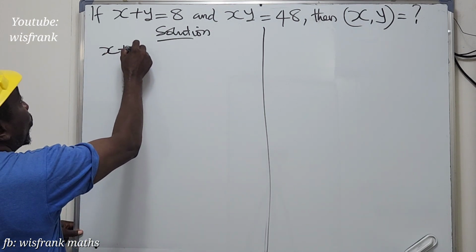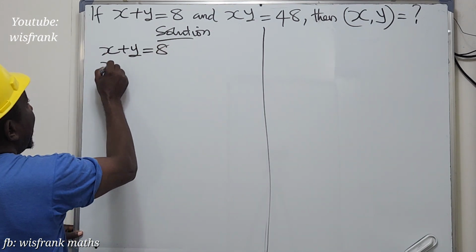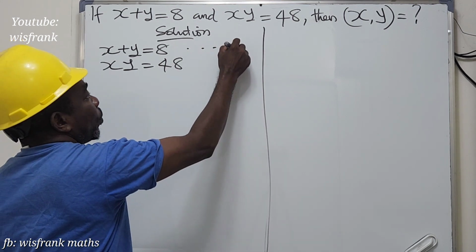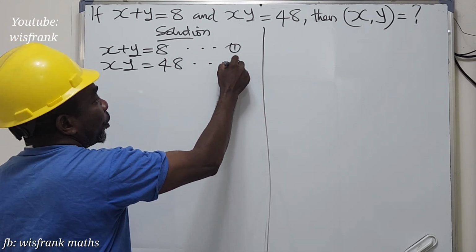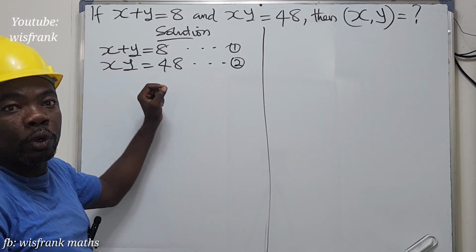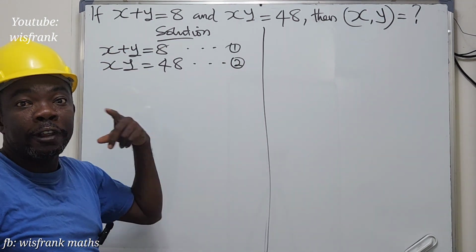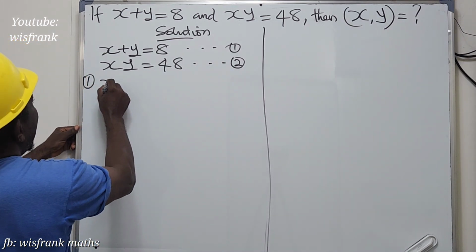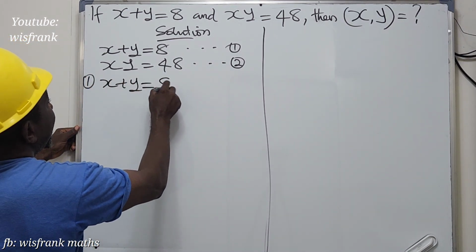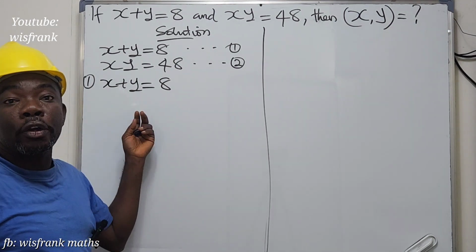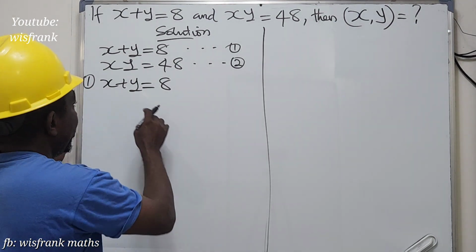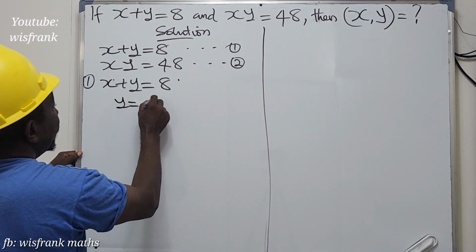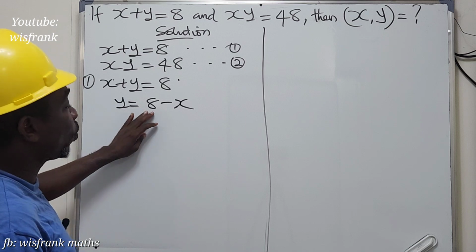We are given x plus y equals 8 and also xy equals 48. Let's call this equation 1 and this equation 2. We have these two equations and we are going to solve them one after the other. So from number 1, step 1, we have x plus y equals 8. In this step, we are going to make y the subject of this expression. By transposing x to the other side, it becomes y equals 8 minus x. So this is what we have from step 1.